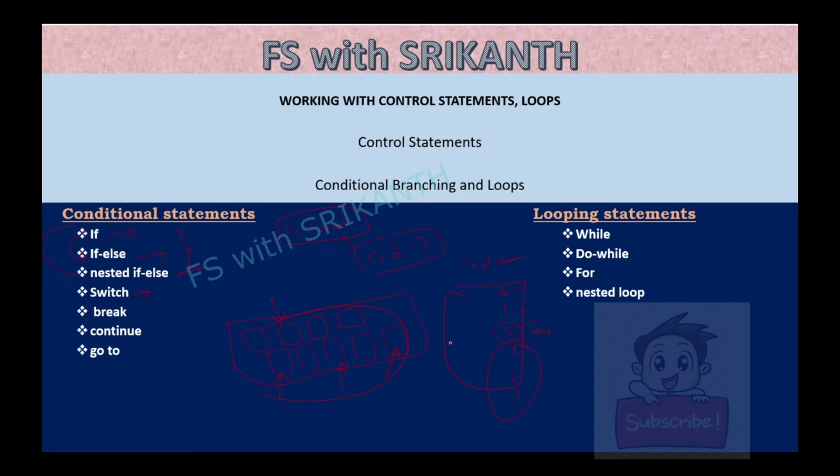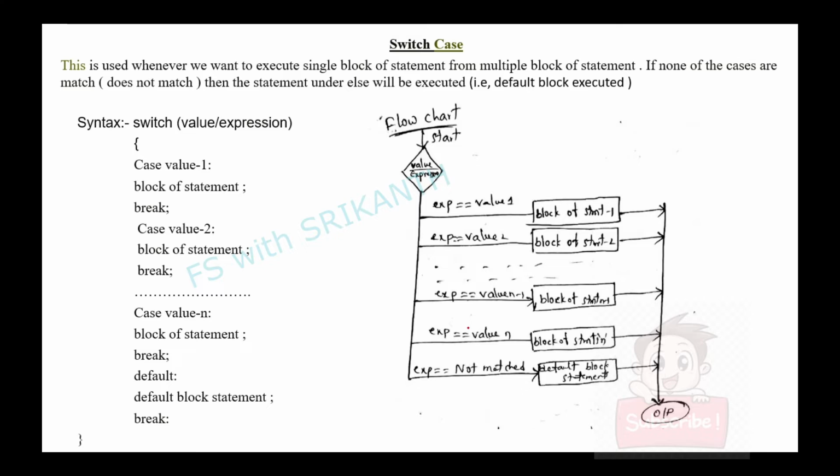In this type of scenario, from the multiple blocks of statements, you can check one particular condition. From the multiple blocks of statements, you can choose one particular statement. This can be done by switch case. Switch case can also be nested, meaning one switch case may allow multiple switch cases, same like if. Switch is used whenever we want to execute a single block of statements from multiple blocks of statements. Suppose there is block one, block two, block three; there are plenty of blocks, and in that you want to select a particular one. In that situation we can use switch case.